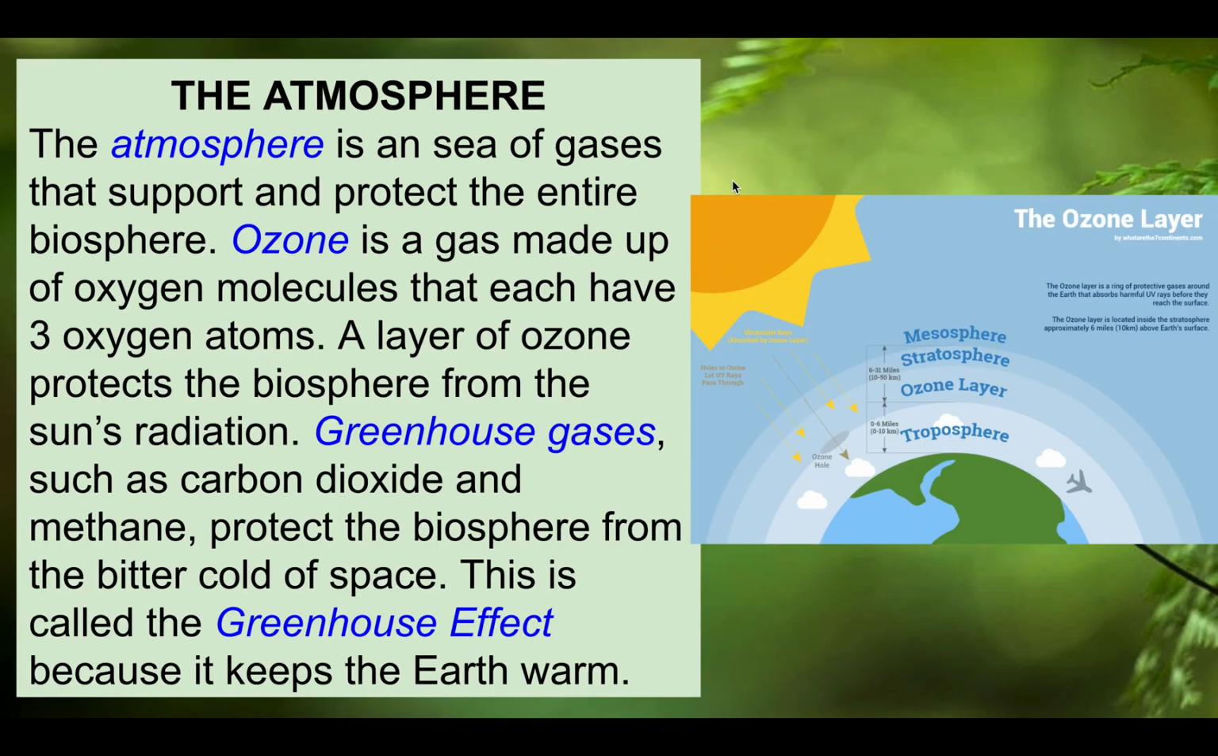The atmosphere is a sea of gases that support and protect the entire biosphere. Ozone is a gas made up of oxygen molecules that each have 3 oxygen atoms. A layer of ozone protects the biosphere from the sun's radiation. Greenhouse gases, such as carbon dioxide and methane, protect the biosphere from the bitter cold of space. This is called the greenhouse effect because it keeps the Earth warm.